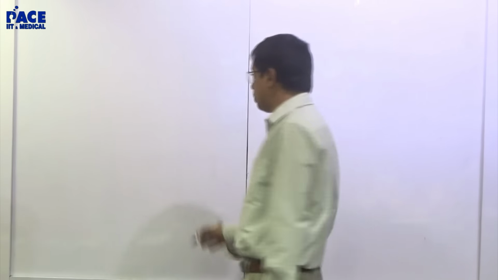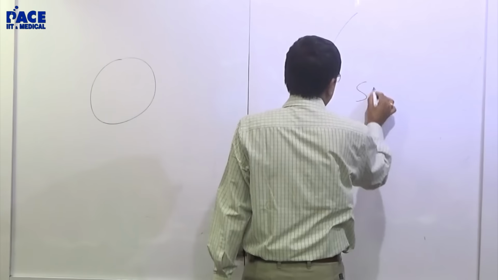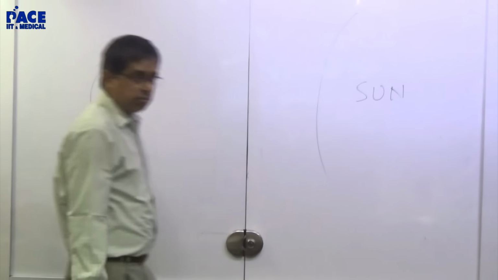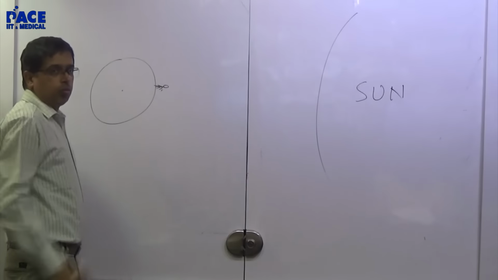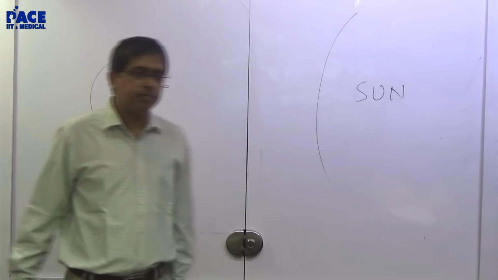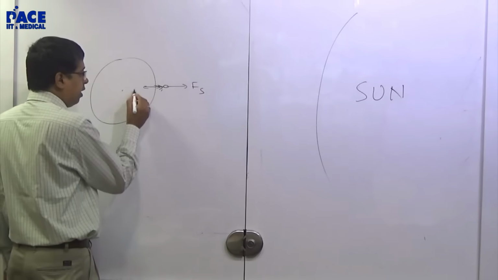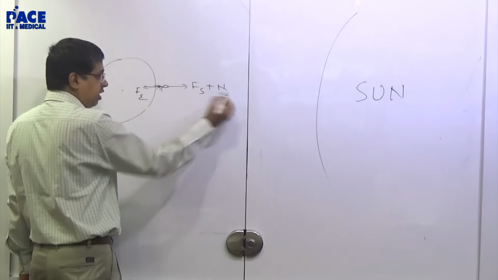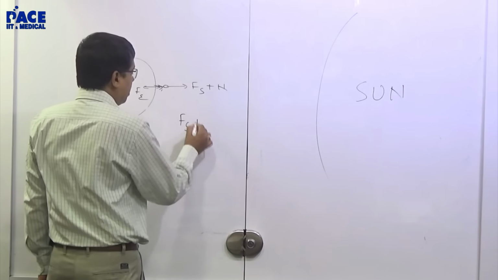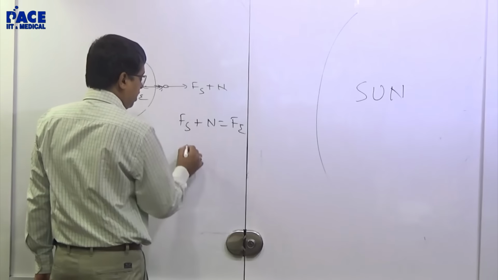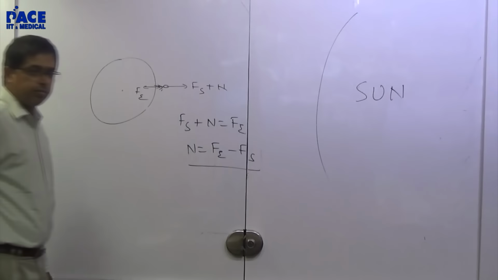Listen carefully to the question. This is Earth. This is Sun. You are standing here at mid-noon. Mid-noon, what will be the time? 12. Wonderful. The Sun is pulling you in this direction, and Earth is pulling you in this direction. There will be a normal force between you and Earth. So the equation is Fs plus N is Fe. N is equal to force due to Earth minus force due to Sun.